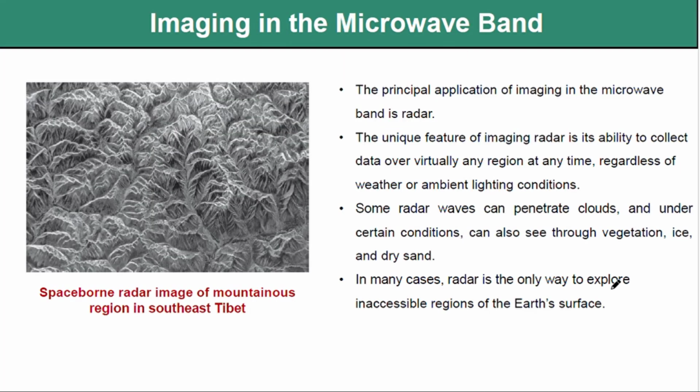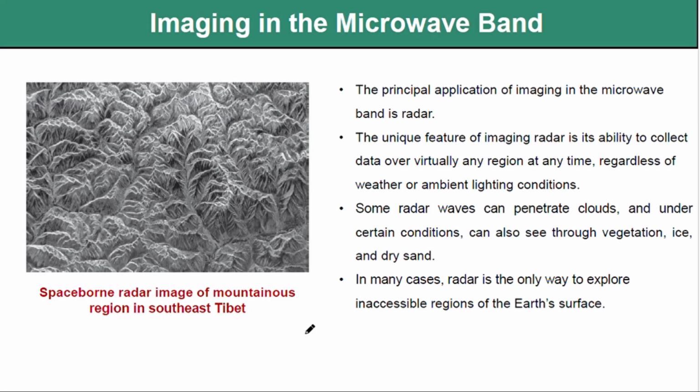Next, imaging in the microwave band. See, the principal application of imaging in the microwave band is radar. Radar will take the images and it will send the images to the earth. The unique feature of imaging radar is its ability to collect data at any time, regardless of any weather or lighting conditions. Even some radars can penetrate through clouds, dry sand, etc. Irrespective of the environment, radar can take the image.